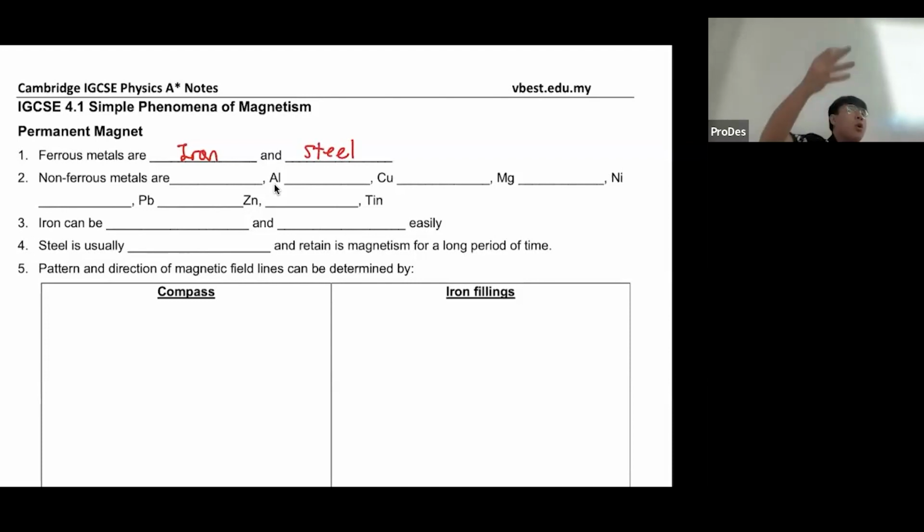If you don't believe me, go home, your fridge is full of magnets, isn't it? Take one of your fridge magnets, try to look for aluminium frame, especially your window frame. Window frame is normally made up of aluminium. Then you can try to stick on it. It cannot stick onto aluminium frame. All right, so non-ferrous metals: there's aluminium, there's copper, Cu, magnesium, Mg, nickel, Ni, lead, Pb, zinc, Zn, tin, Sn. These are the metals that cannot turn into magnet.